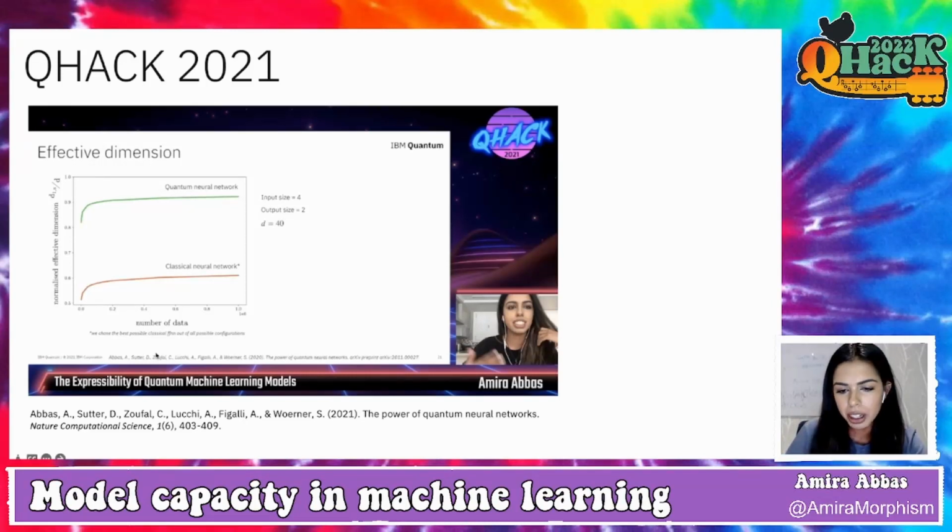This is what came out in the paper, The Power of Quantum Neural Networks, where we found a distinct difference in this measure between quantum and classical models for restricted classes. While this was really interesting, and we were very excited because we finally found something different and interesting about quantum models that was promising, looking back in hindsight, I think we missed a very important thing about capacity in general.